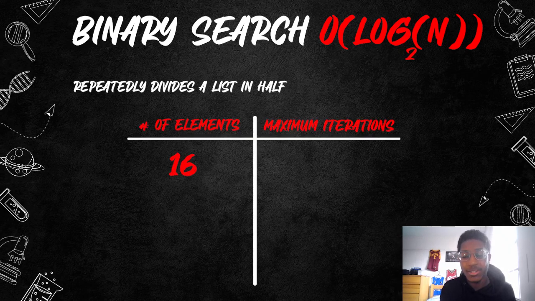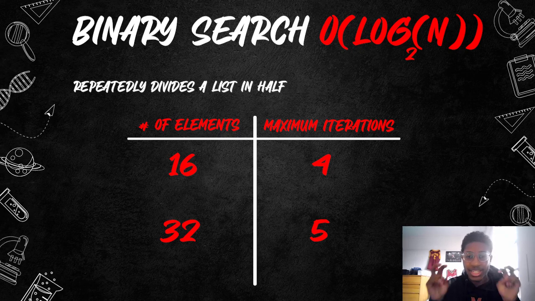A list of 16 elements, for example, the maximum amount of tries it would take to find the number we're looking for is 4. And if we had a list of 32 elements, the maximum number of tries it would take would be 5, and so on. The reason this is faster than a linear search is because the more elements we have, the less amount of steps it takes. So if we had a list of 32 elements, for example, a linear search would take 32 tries or 32 steps. In big O notation, for a binary search, it will only take 5.